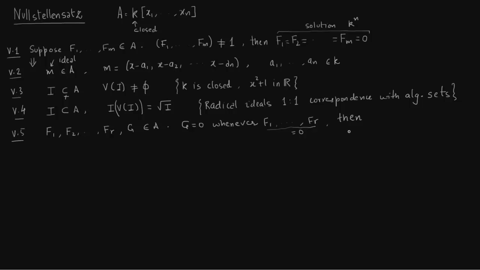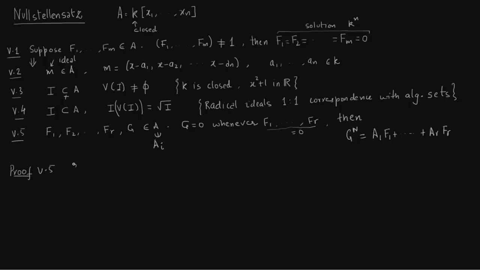In that case, we have this equation: g^n is equal to a1 f1 plus a2 f2 all the way to ar fr, where each of these ai belongs to ring A. So in other words, g^n lies in the ideal generated by f1 to fr. So let us write the proof of this.